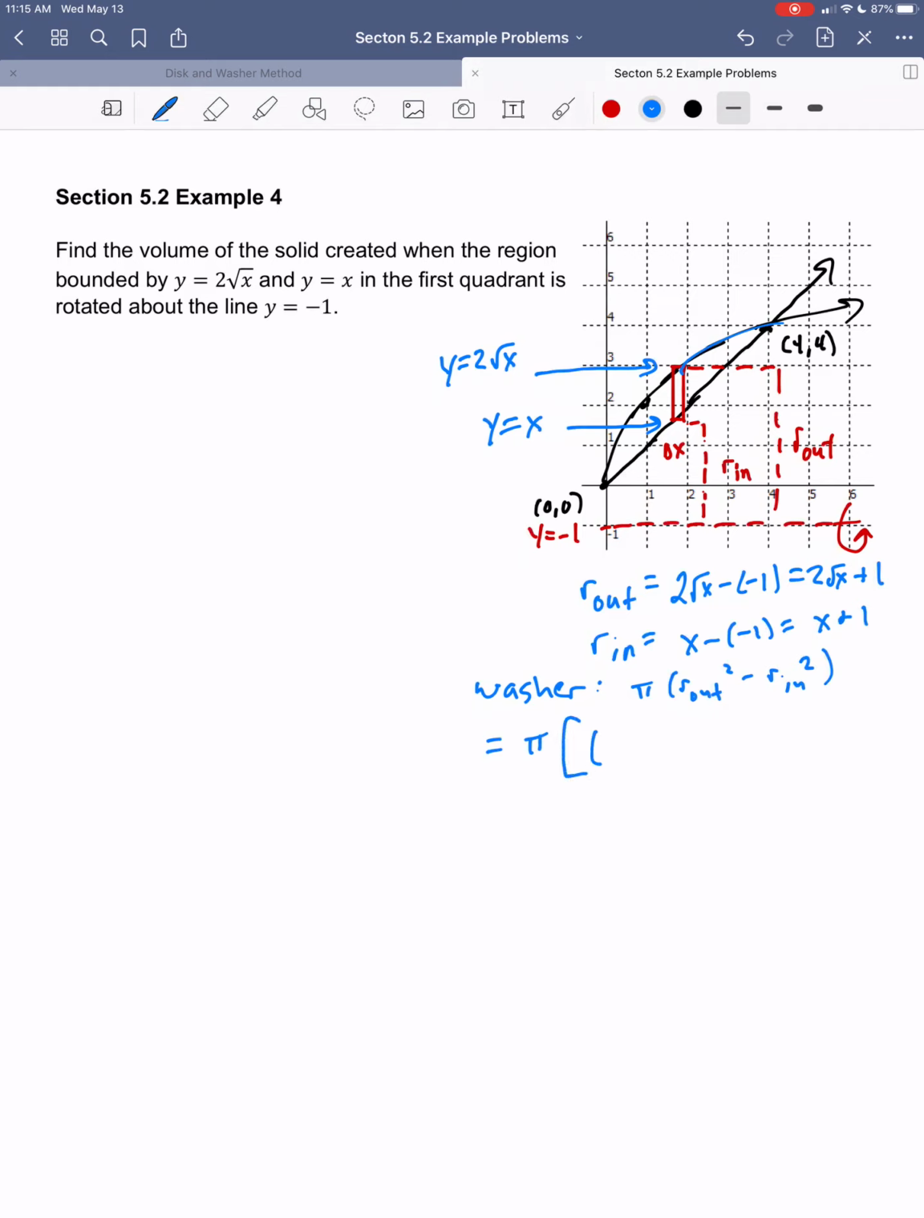So the outer radius is 2 square root of x plus 1, squared. The inner radius is x plus 1, squared. So 2 square root of x plus 1 times 2 square root of x plus 1, minus x plus 1 times x plus 1.